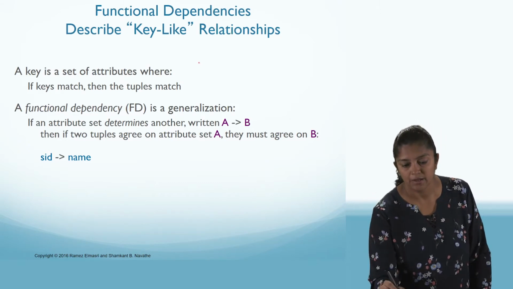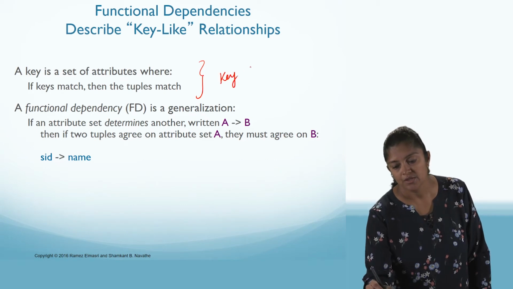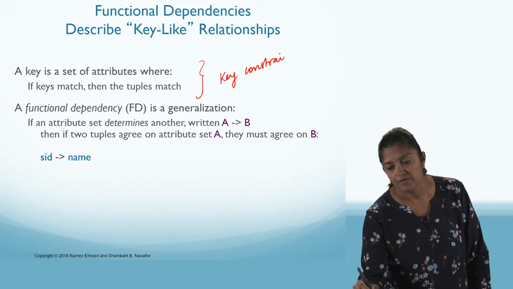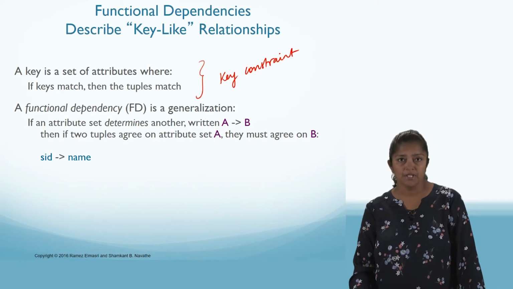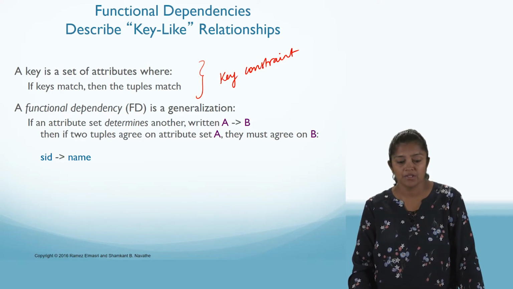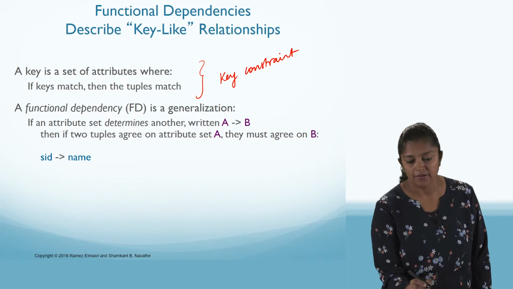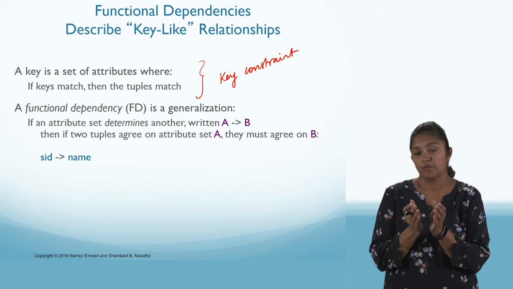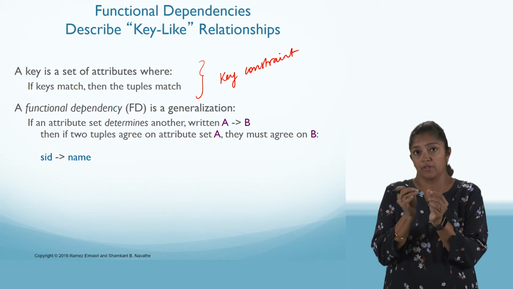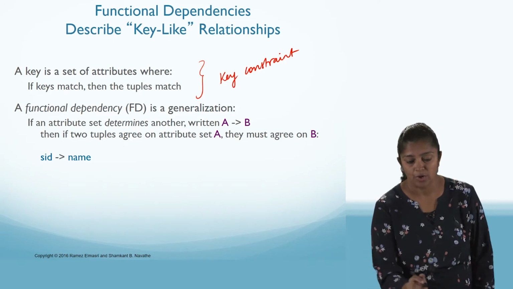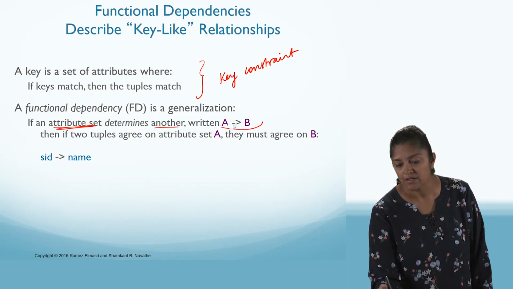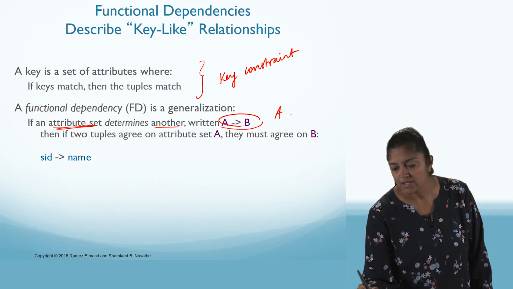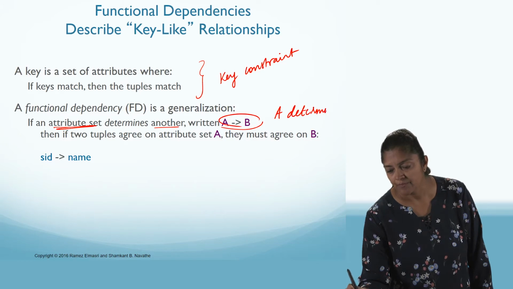So we know that that's the key constraint. If the key value is the same, then the entire tuple must be the same. Functional dependency is similar to that. It's a further generalization, wherein we say that if an attribute set, by which I mean it could be multiple attributes put together to form a set, determines another, it's written as A determines B. This is read as A determines B.